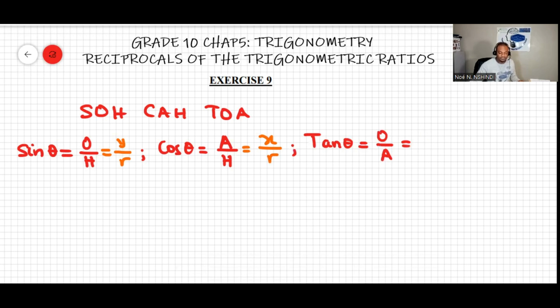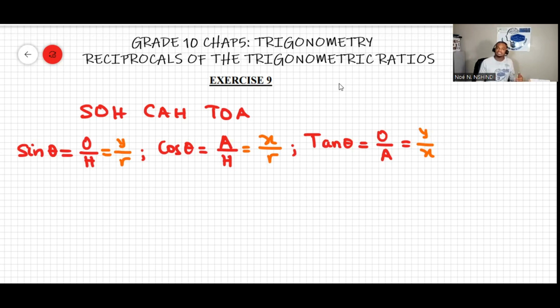Opposite is usually referred to as Y, and the adjacent side is X. So one way you can remember the formula here is to say SOHCAHTOA. This is not Chinese really, but sounds like Japanese. Now, we're going to talk about the reciprocals of the trigonometric ratios.